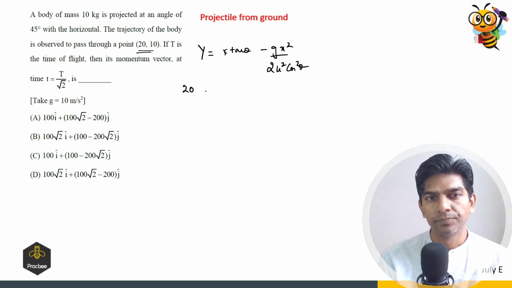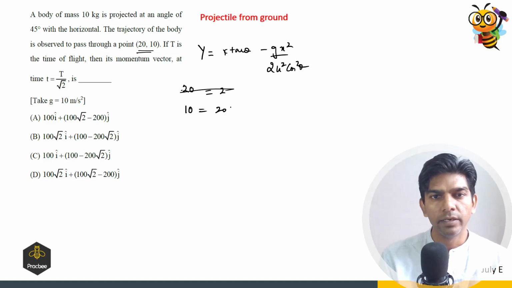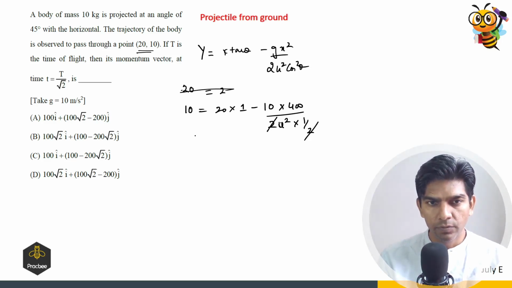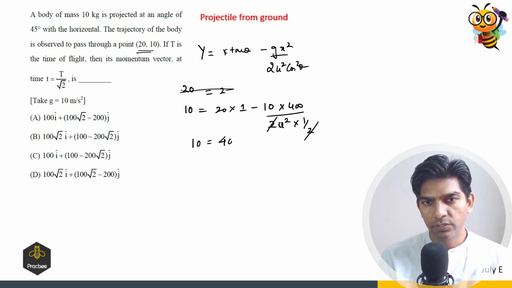So y is 10, x is 20, and tan 45 is 1, minus 10, x is 20, so 400 divided by 2 times u square times cos square 45, which is 1 by 2. So from this, we will get 10 equals 4000 by u square, or u square will be 400, or u will be 20 meters per second.